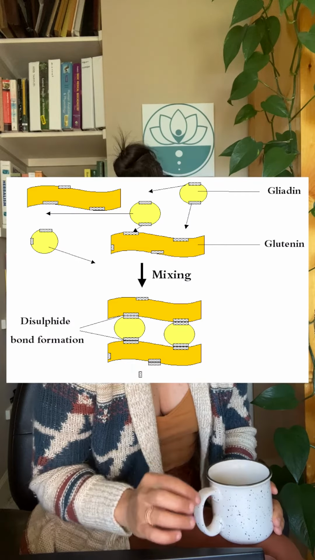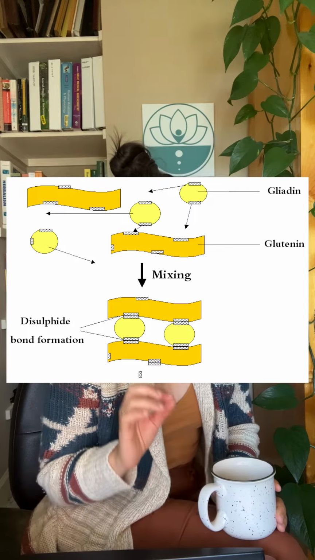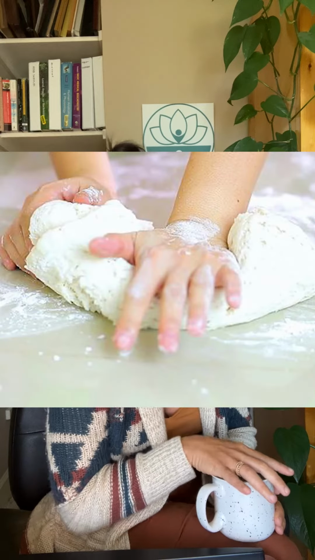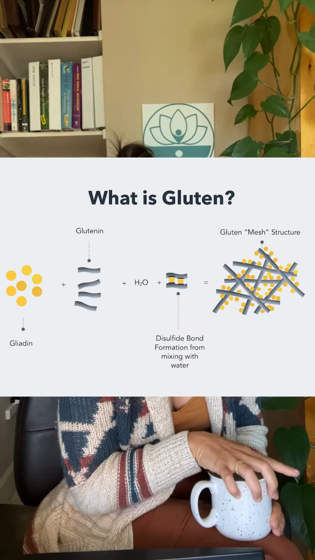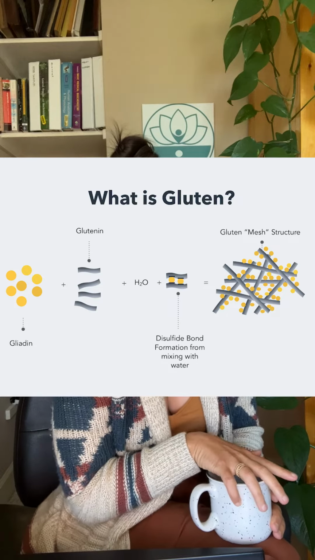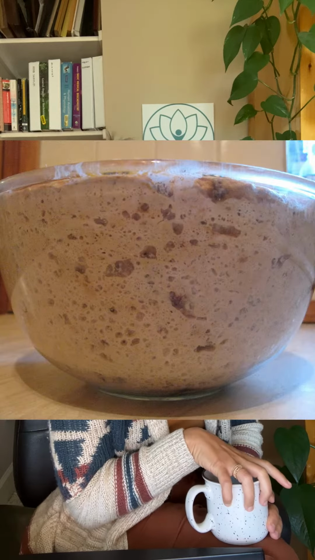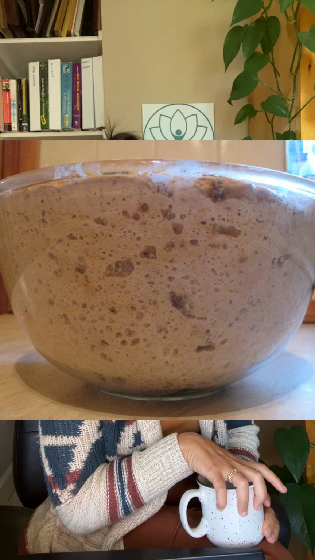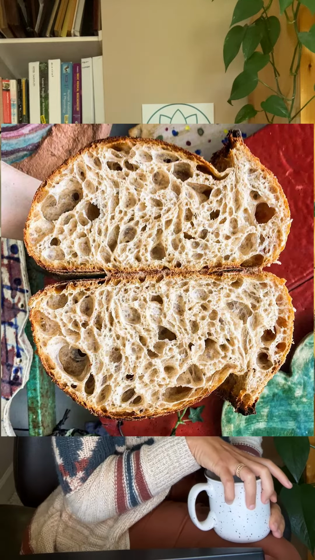Gliadin forms globules or balls, and glutenin forms long threads. Add water and knead, and the threads straighten and form a mesh, with gliadin acting as ball bearings between them so they can stretch but not break. Add yeast that gives off gas during fermentation, and the air bubbles are trapped and give bread its holes.